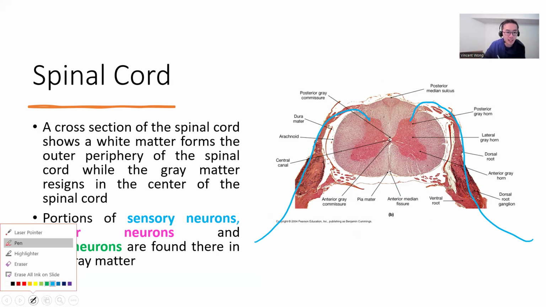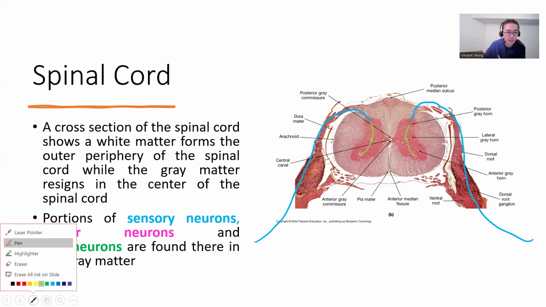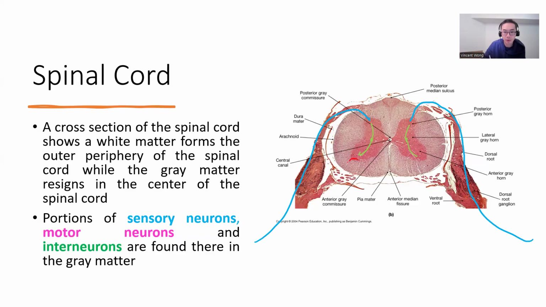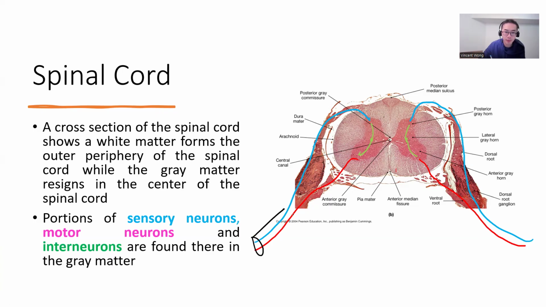And inside the gray matter, once again, that's where you will have your interneuron, and then the motor neuron will go out and then forms the spinal nerve right there. Okay, and remember, these things, they will be bundled together.